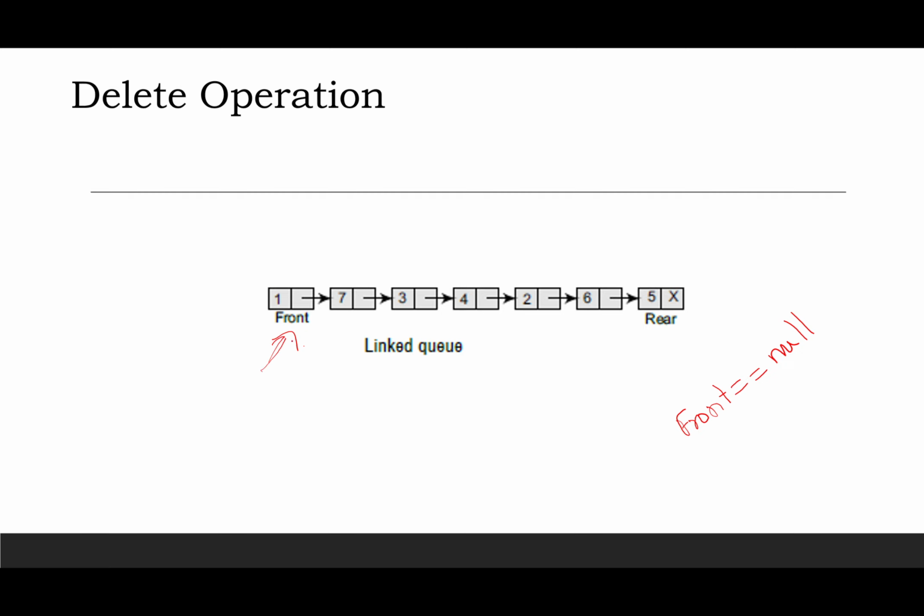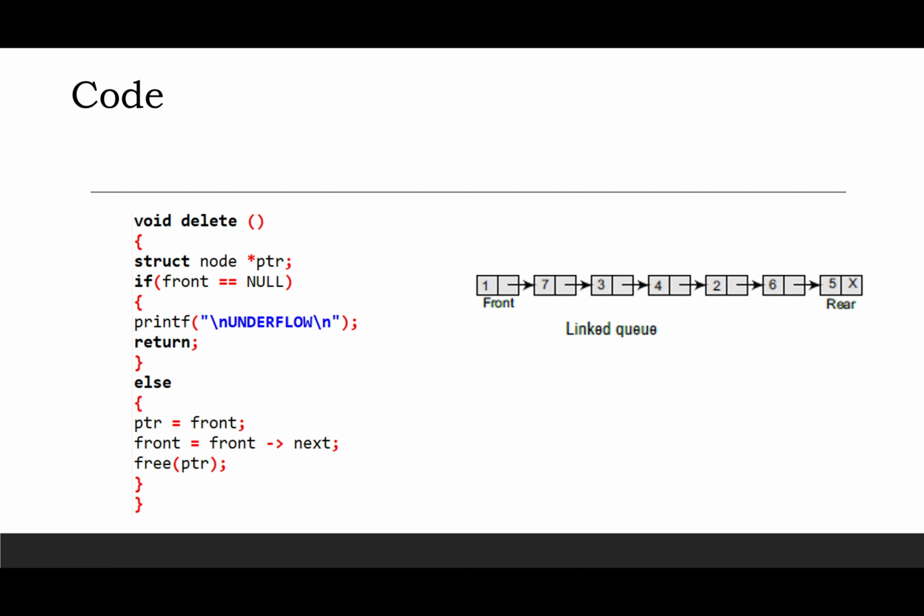So this is the front position. The next node will become the front, and by using the free function, we are removing the node from the linked queue. We are changing the front position. The next position becomes the front, and we remove this node from the queue. So at the front position, we are doing the delete operation.